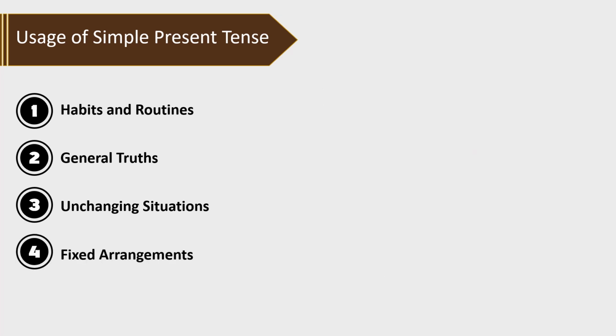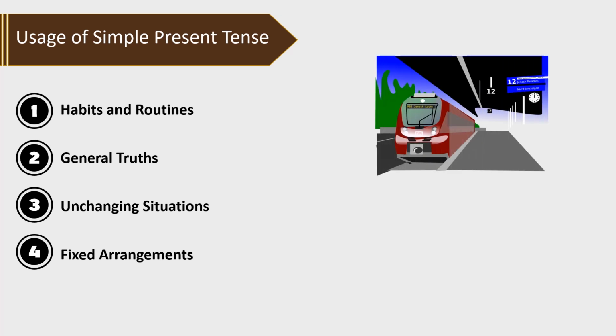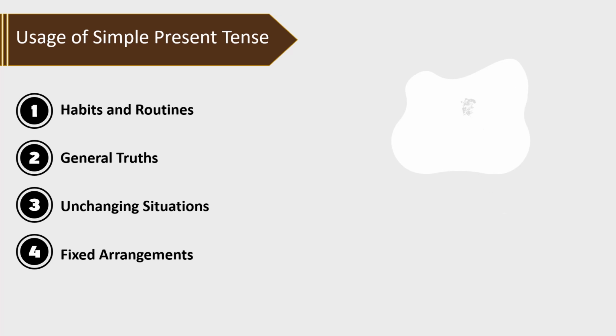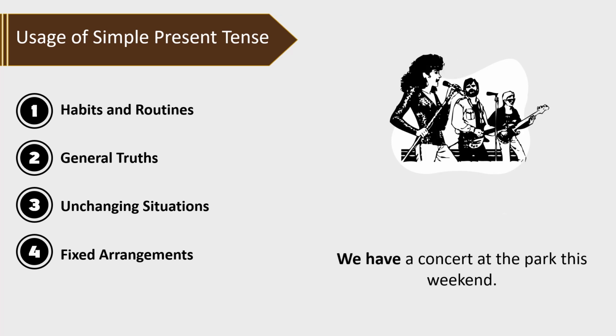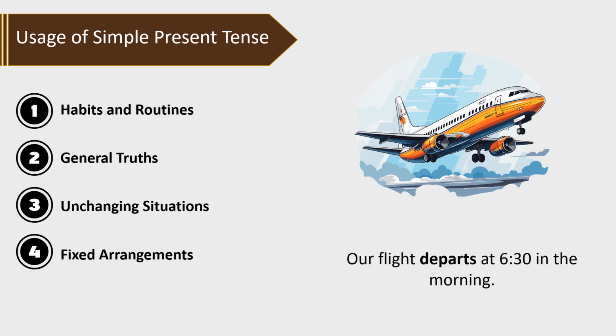Number 4, fixed arrangements. We use simple present tense for events that are scheduled or planned. For example, the train leaves at 6 p.m. We have a concert at the park this weekend. Our flight departs at 6:30 in the morning.